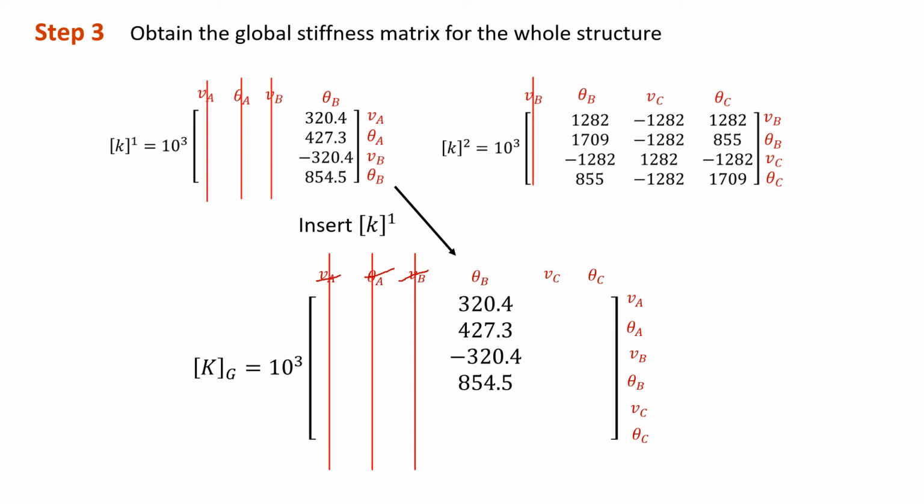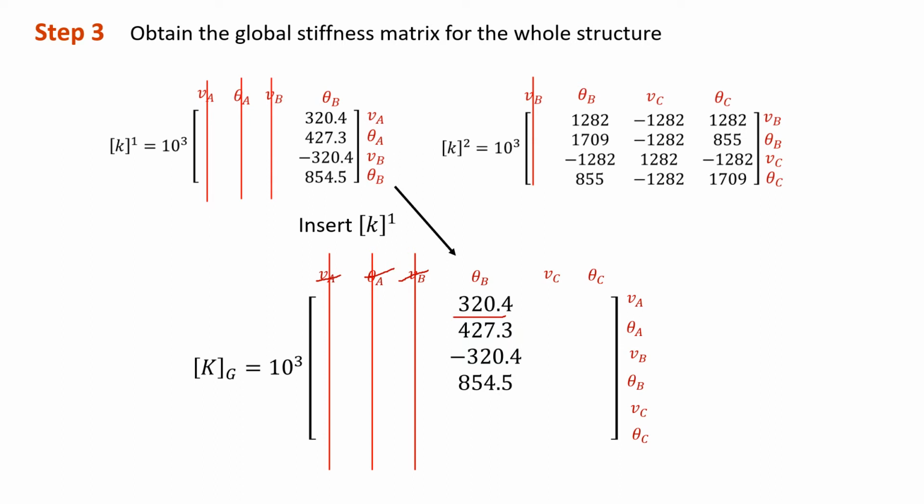For example, theta B, VA is 320.4. And similarly, we do the same for the rest of the values according to this equation. Very similar to the bar and the truss element problem.